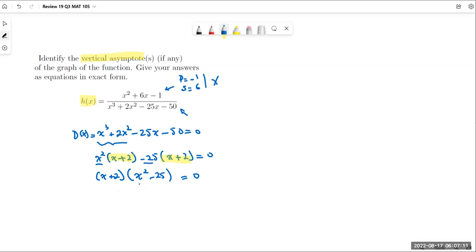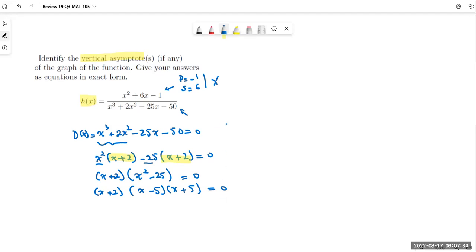I notice that x squared minus 25 is a difference of squares, so I have to factor it again. It's going to be x plus 2 times x minus 5 times x plus 5 equals 0. So this is a product of three terms, and it equals 0.